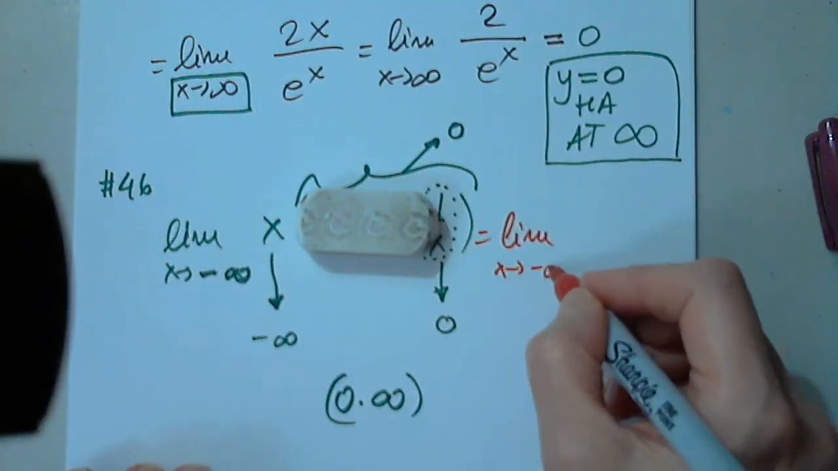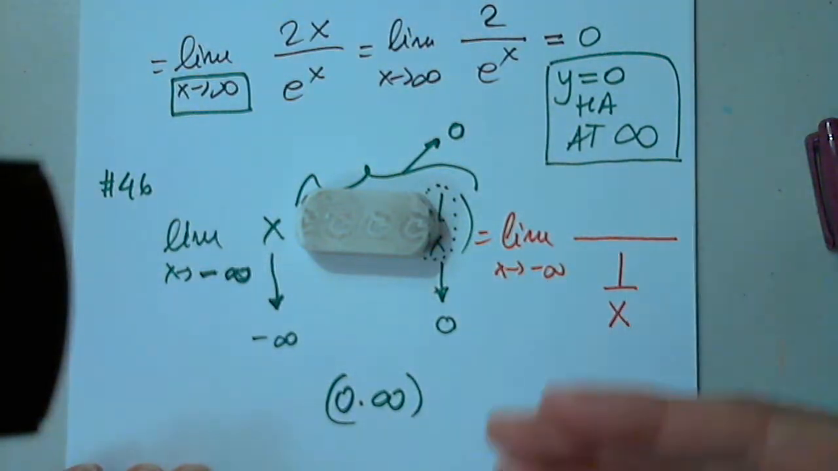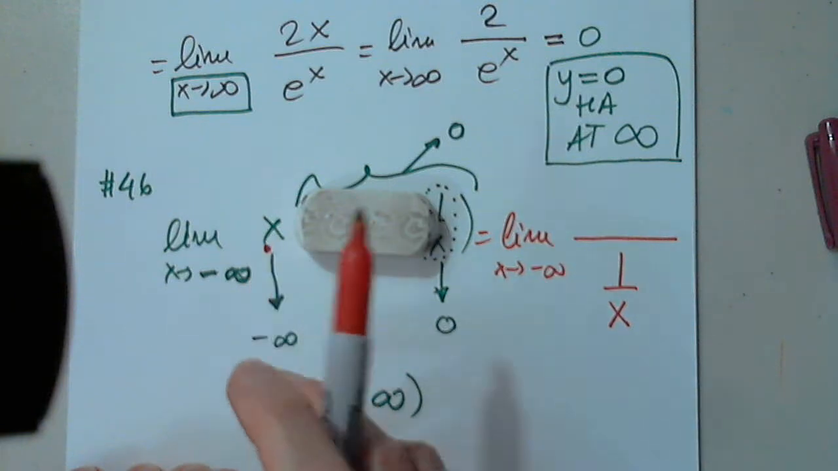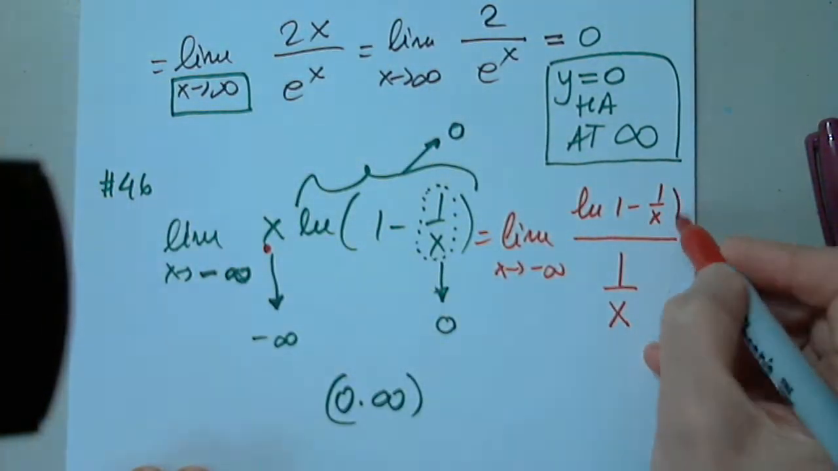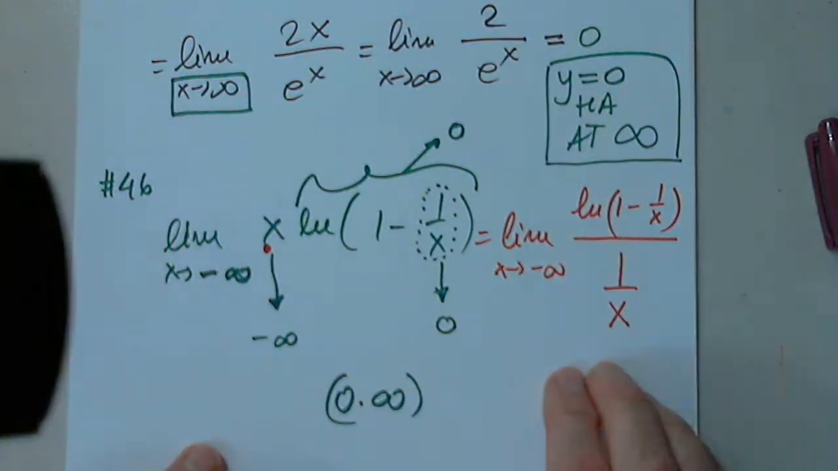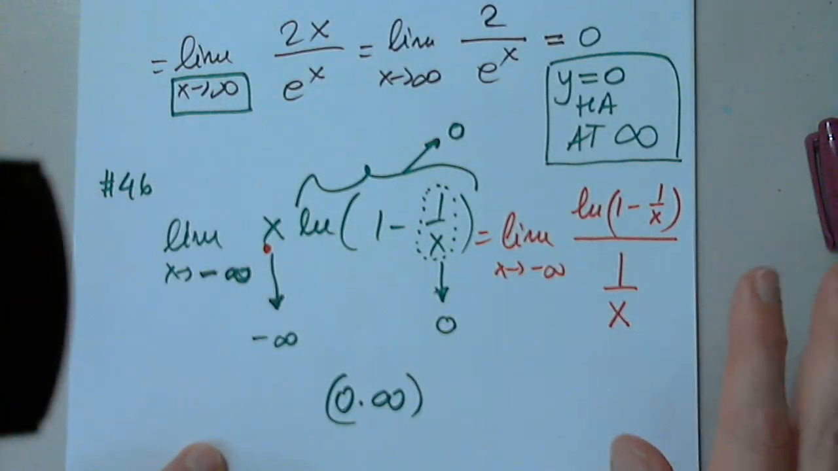Limit as x approaches negative infinity. If I bring this in the denominator as 1 over x, because when I flip it, I get the x back. Okay? So then I have natural log of 1 minus 1 over x. We never try to bring the natural log to the denominator and put negative 1. We will never be able to finish. Oh, sorry.